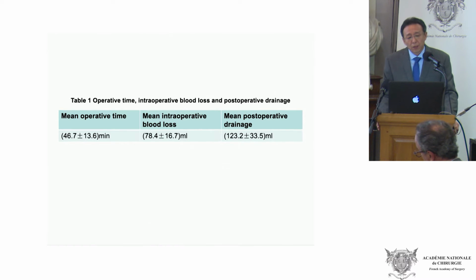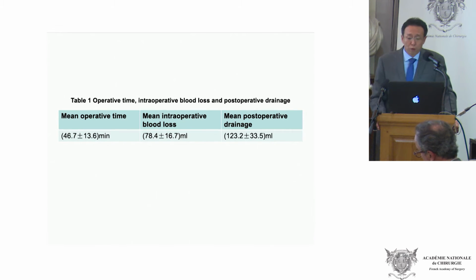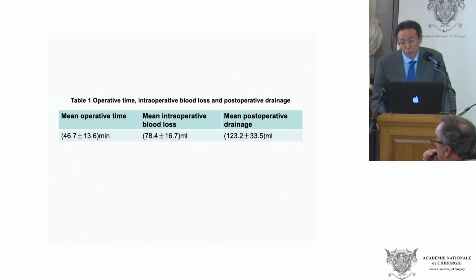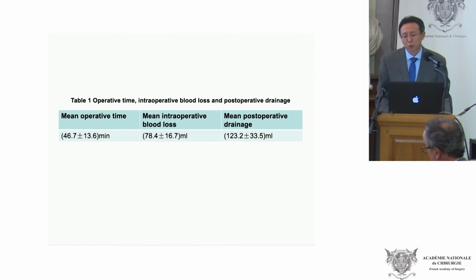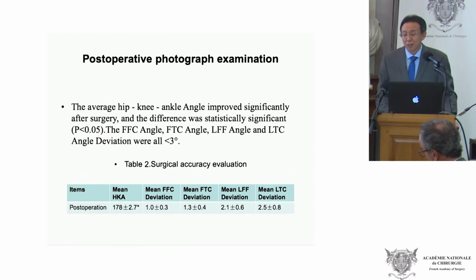Table 1: operative time, intraoperative blood loss and postoperative drainage. Mean operative time, 46.7 plus minus 13.6 minutes. Mean intraoperative blood loss, 78.4 plus minus 16.7 milliliters. Mean postoperative drainage, 123.2 plus minus 33.5 milliliters.